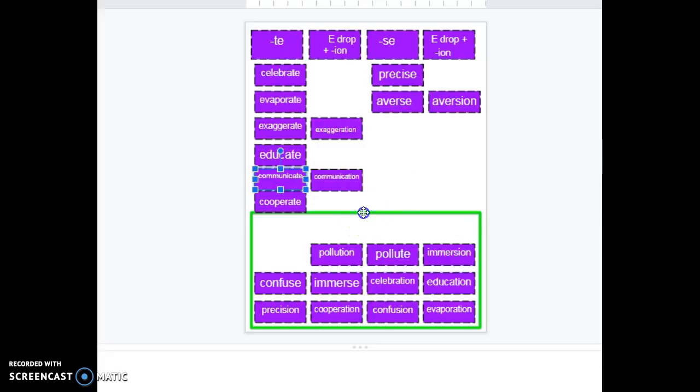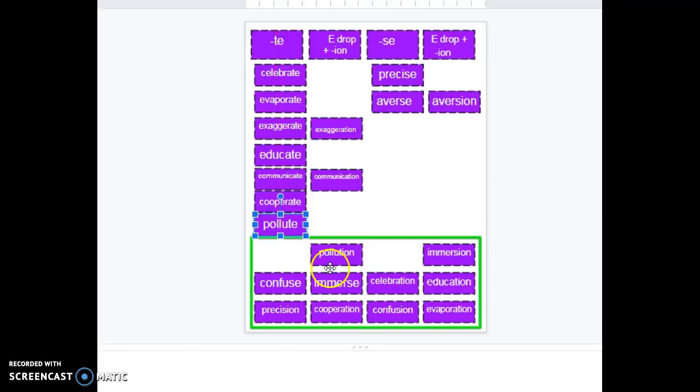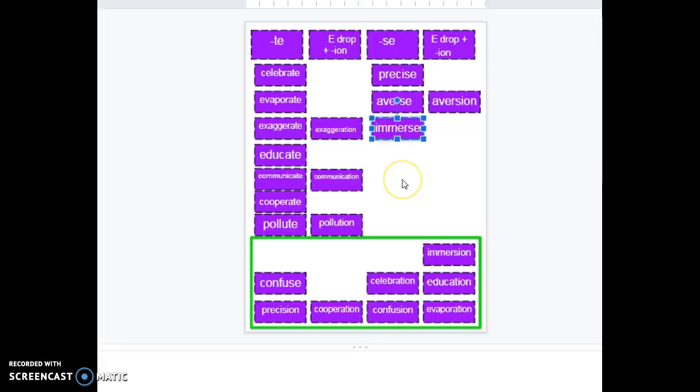Our next word we're going to sort is pollute. Again, we have TE as our ending, so we're going to put that over in the TE column. And then pollution, I know we have to drop that E to add ION. Let's take a look at immerse. Immerse ends in SE, so we'll put that in the SE column. And I'm going to look for its buddy word, immersion, where we know we have to drop that E to add ION, so we have SION, immersion.